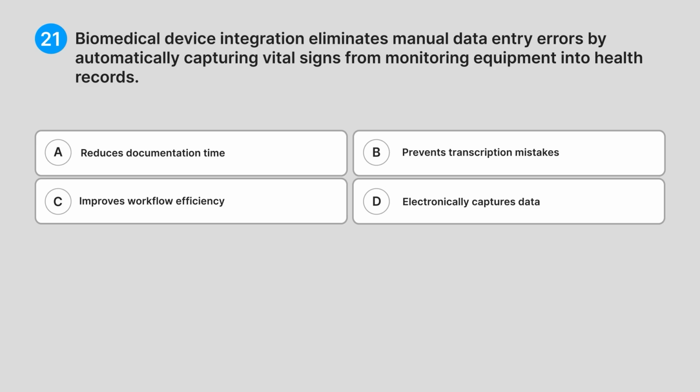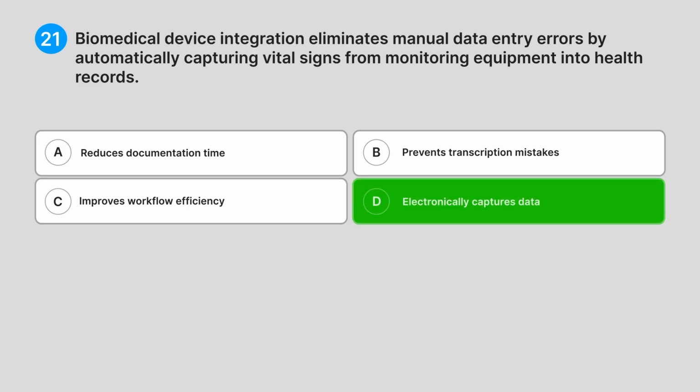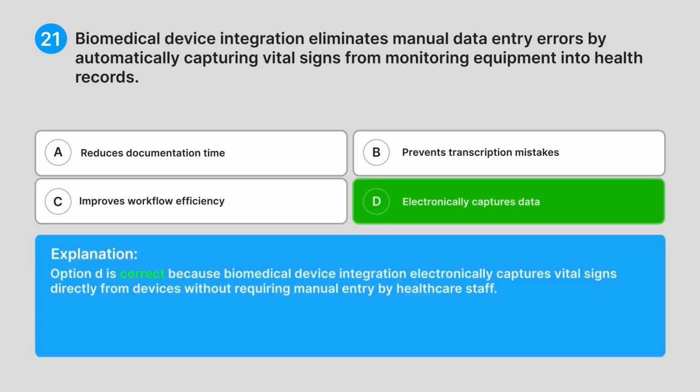Correct answer. D. Electronically captures data. Explanation. Option D is correct because biomedical device integration electronically captures vital signs directly from devices without requiring manual entry by healthcare staff.